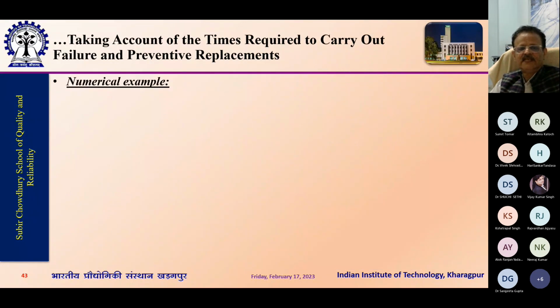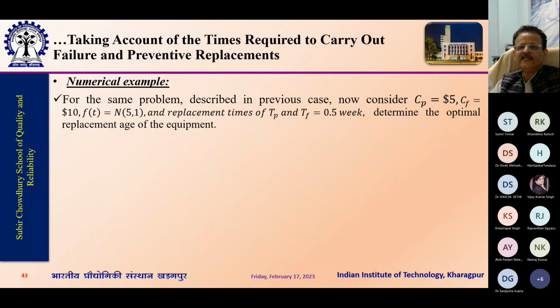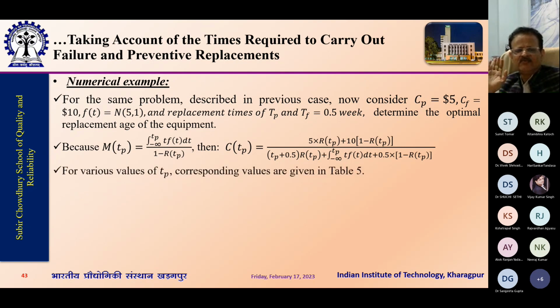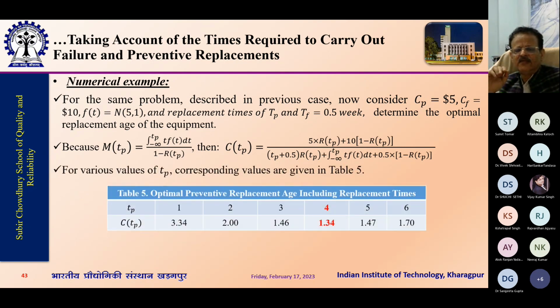Okay, so this is just a very small extension of the same example, where we have taken the preventive maintenance cost 5, failure replacement cost 10. The failure distribution is normally distributed with mean 5, standard deviation 1, and the replacement times are TP and TF. Both are equal, whether you do preventive or failure replacement, though you can take different values also. So this equation can be formulated, and one can find that the 4th month or the 4th week is going to be the outcome.